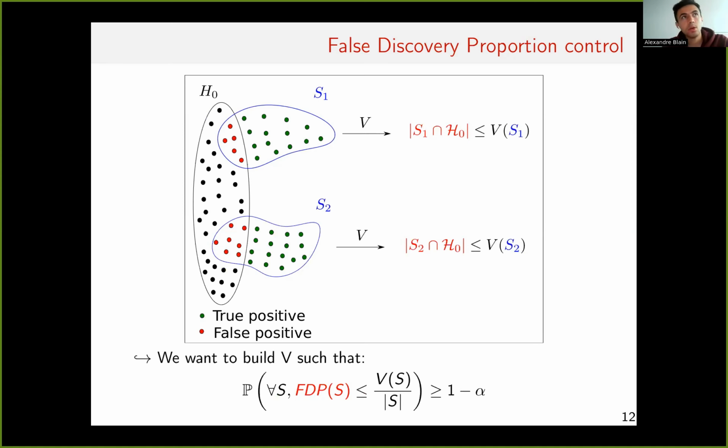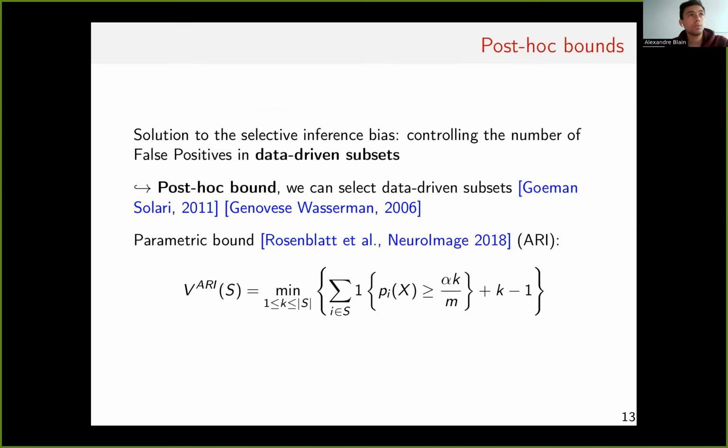Okay. So now moving on to the core object we're looking at, which is what we call post-hoc bounds. So these are such functions V that will give you an upper bound on the number of false discoveries that you make in a given subset or in a given brain region. So actually, this already exists. I mean, the history of these bounds goes way back in the stats literature. The first time that this type of object has been used for brain mapping is a 2018 paper in neuroimaging, which is called ARI, which stands for All-Resolutions Inference.